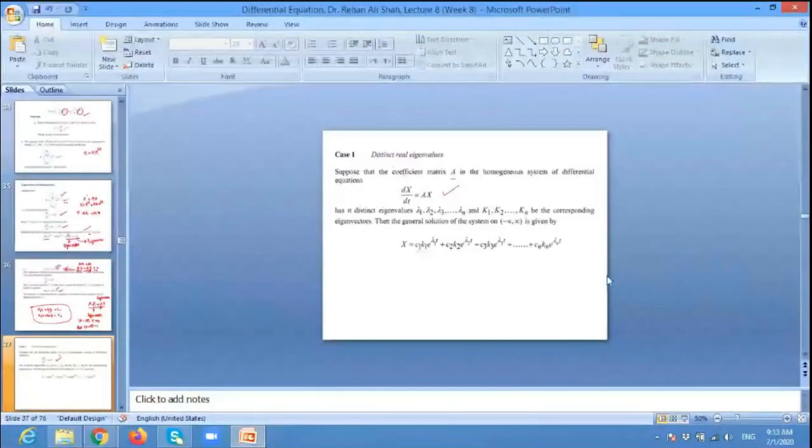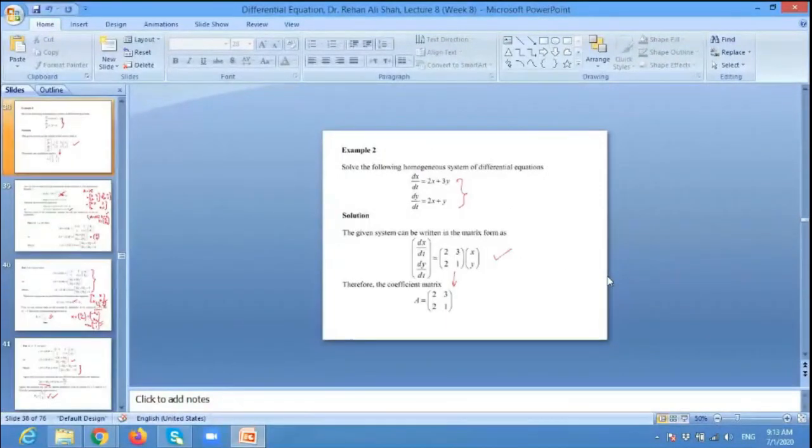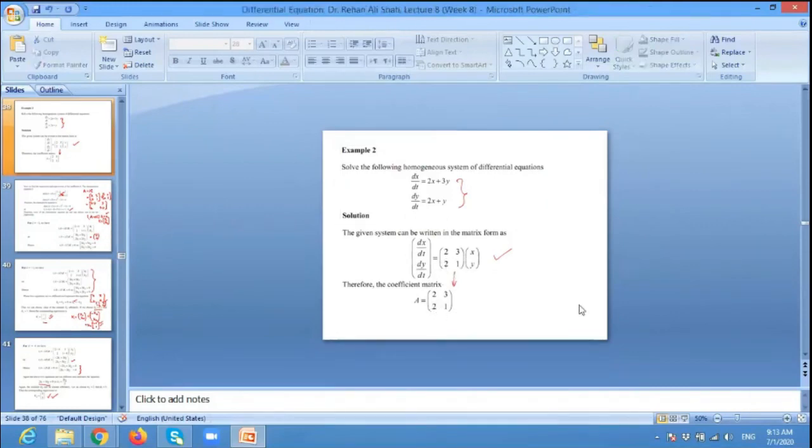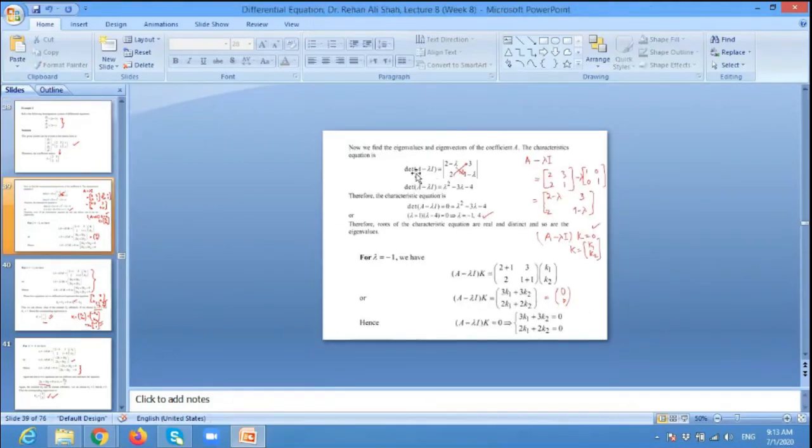Yes, so this is the general solution, which I have already explained. Now this is example 2. What is the matrix form of this system? This is x dash is equal to ax, where a is 2, 3 and 3, 1. So what is the characteristic equation?